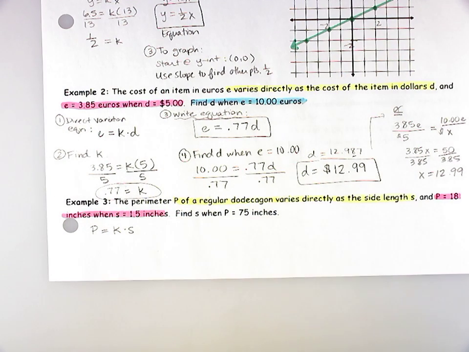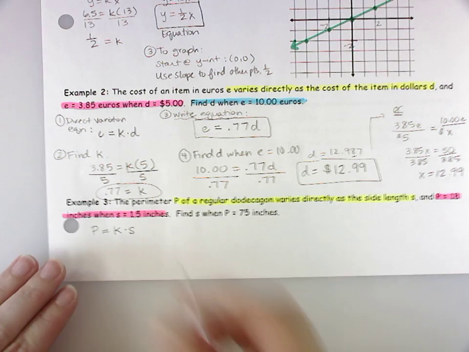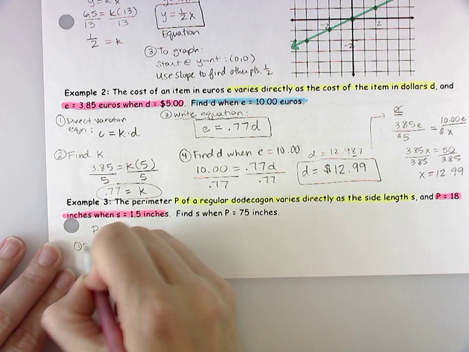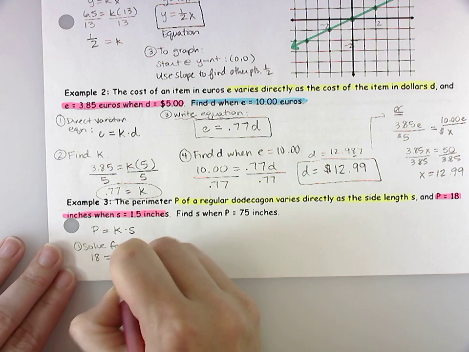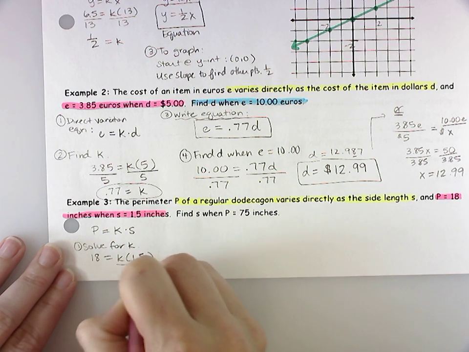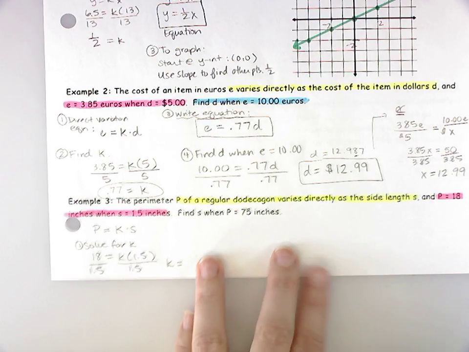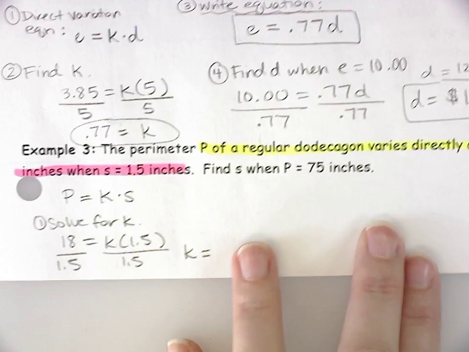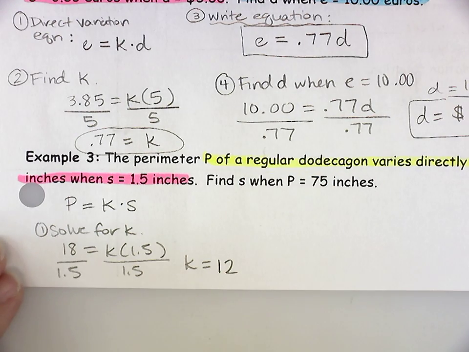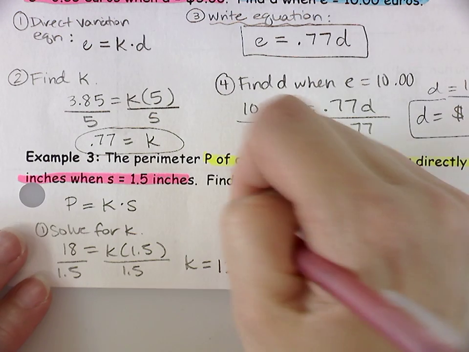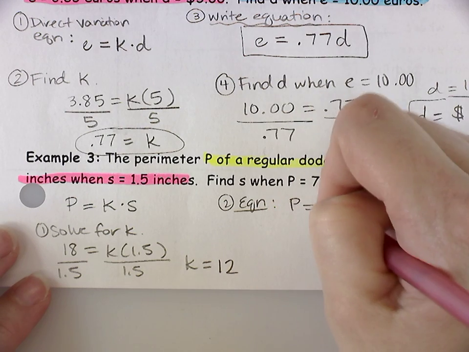So they give you another pair: P is 18 inches when S is 1.5 inches. So we're going to go ahead and solve for K. I have 18 inches for P, I have 1.5 inches. We're going to divide each side by 1.5 to find our K value. And Timmy, what'd you get for K for this one? 12. Good. Okay, so then our equation is going to be P equals 12S.